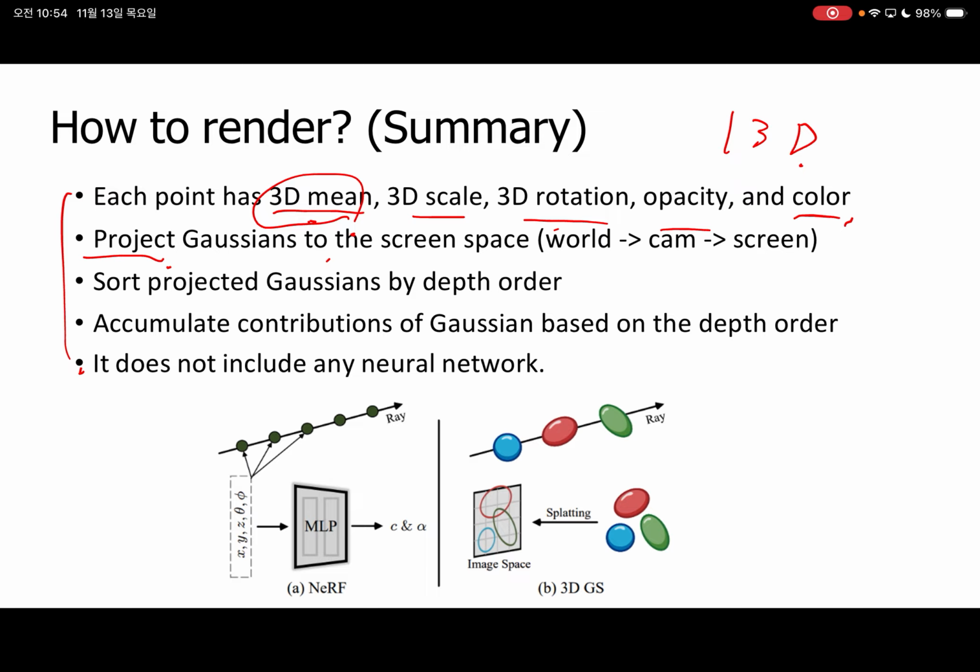And then we can sort the projected Gaussians by depth order, because Gaussians close to the camera should be rendered, and Gaussians far from the camera might not be rendered because they can be occluded, right? So we need to sort Gaussians according to depth order. Each mean provides position information, right? So once we convert it to the camera coordinate system, we can get a depth value for all the Gaussians, and then we can sort the projected Gaussians by depth order.